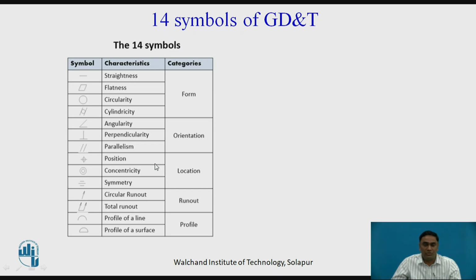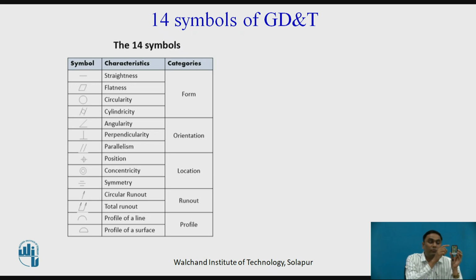Next are position, concentricity and symmetry. They fall under the category of location. It means if you want to position one hole, suppose I consider this red dot as a hole over here. I want to maintain the position of this hole, or the center of the hole, with respect to some features. That is a reference again, so again it is a related feature.